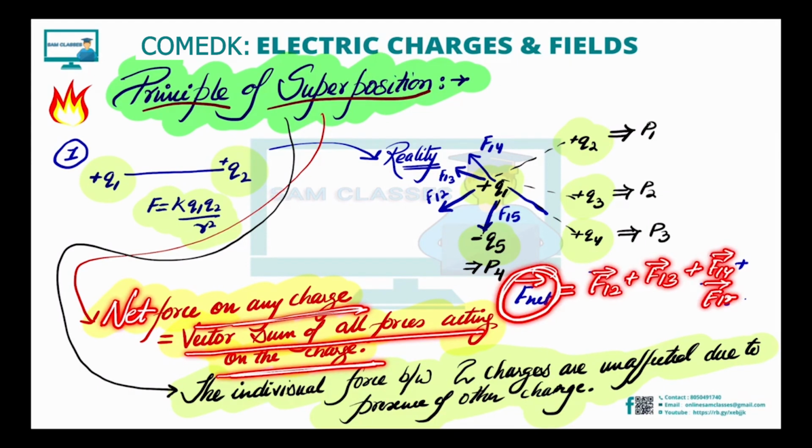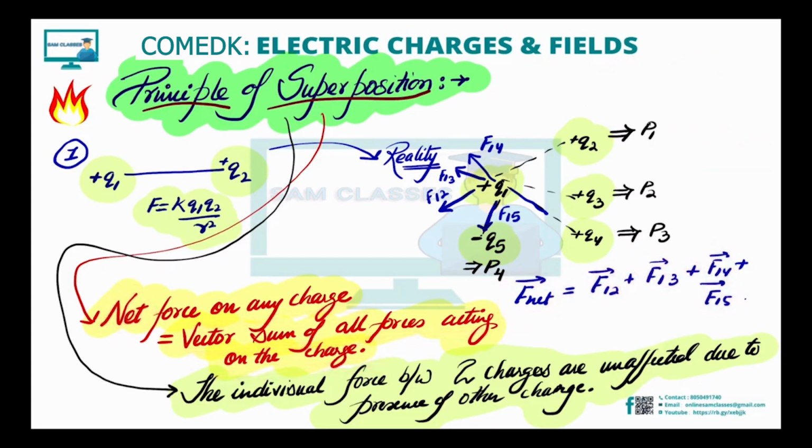So which one will be cancelled? One force is like this and the other force is like this. If both are of the same magnitude, this is F1, this is F2, and if I add them vectorially, what will happen? They'll give me 0. So you need to understand this here.